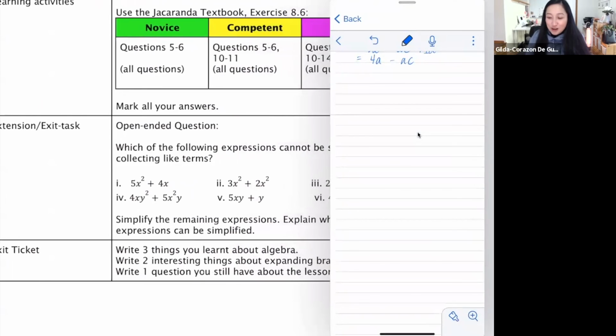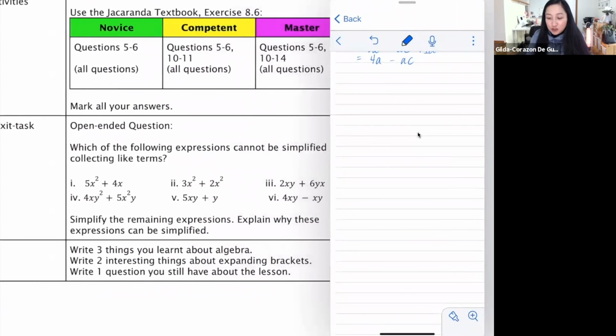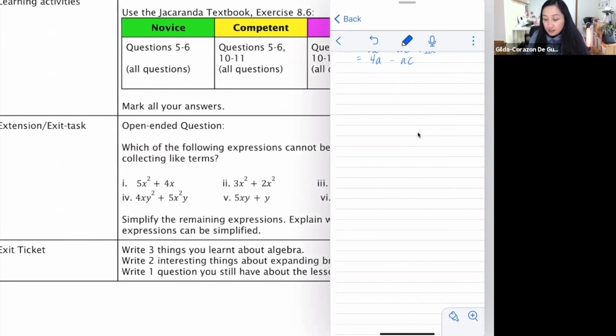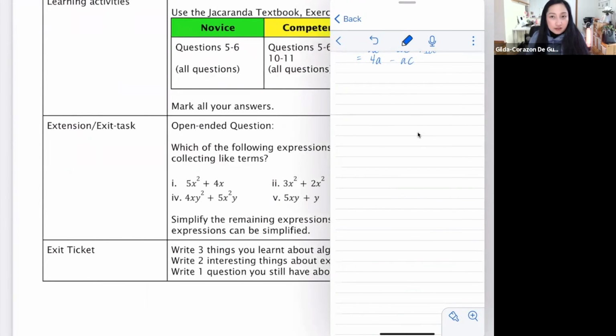There would be an open-ended question for you to do. All right, so which of the following expressions cannot be simplified, and give your reasons for that. Okay.